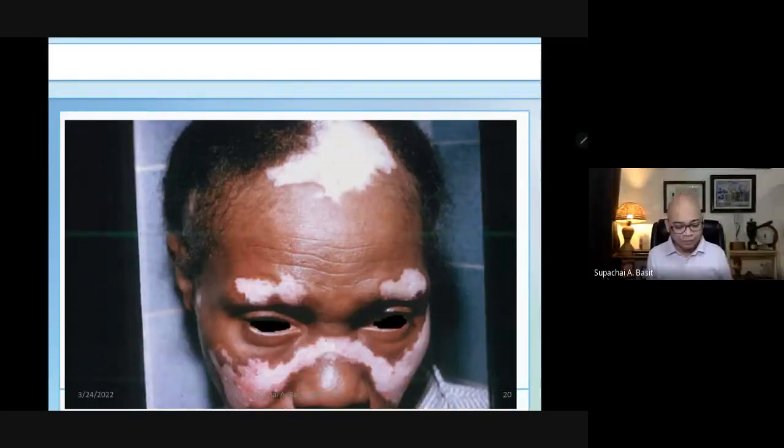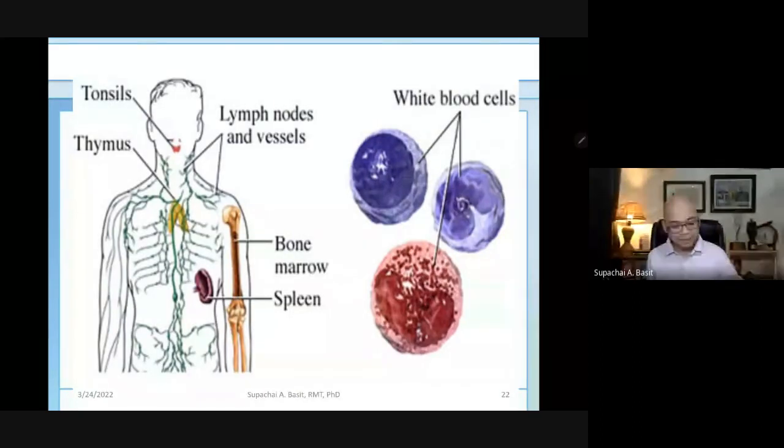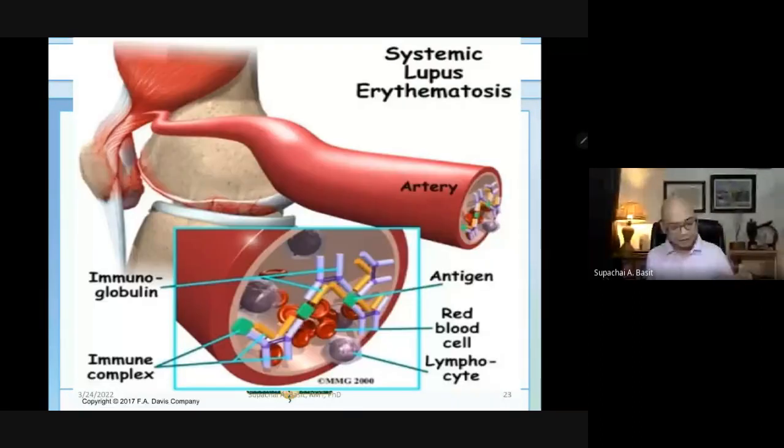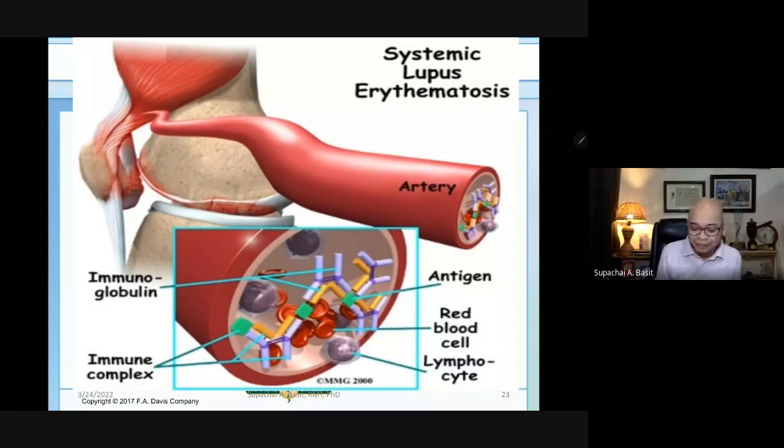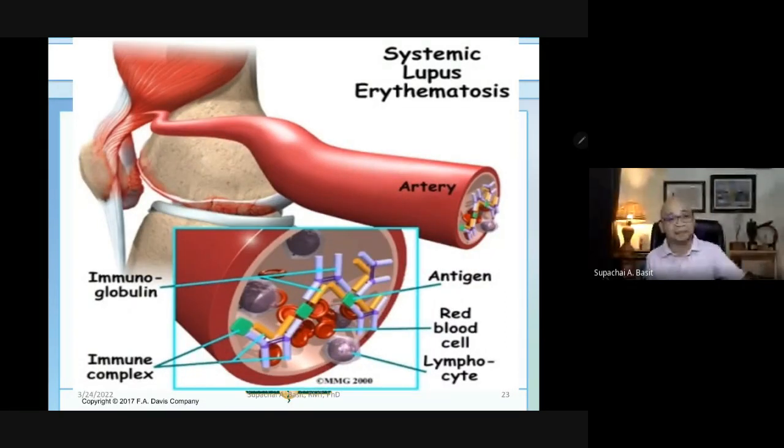Okay, so this is another example of butterfly rash in SLE. And here you would see that immune complex is deposited. Let's say, for example, this is a major blood vessel, so it's actually very crucial. Immune complex is made up of antigen and antibodies, and then it will be attacked by the complement.